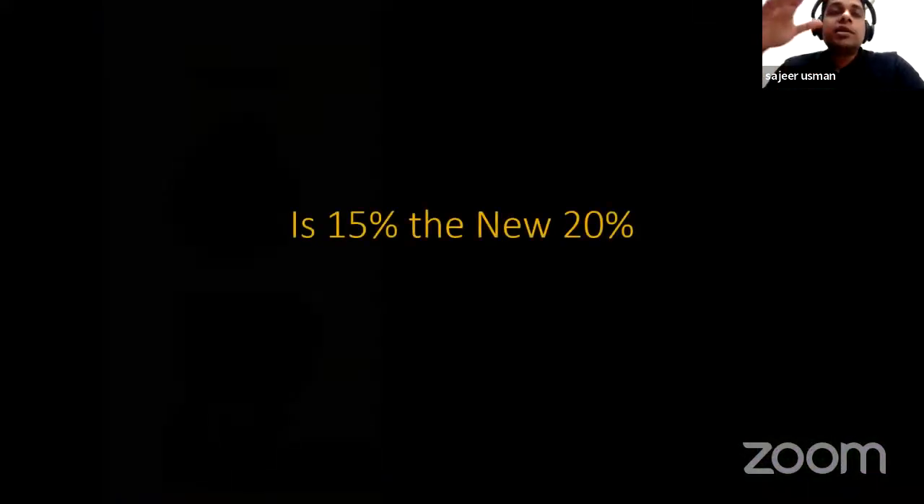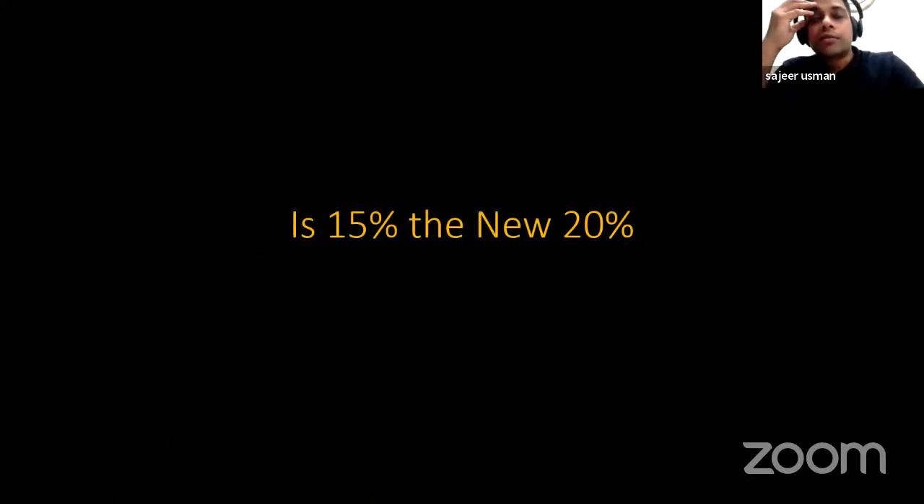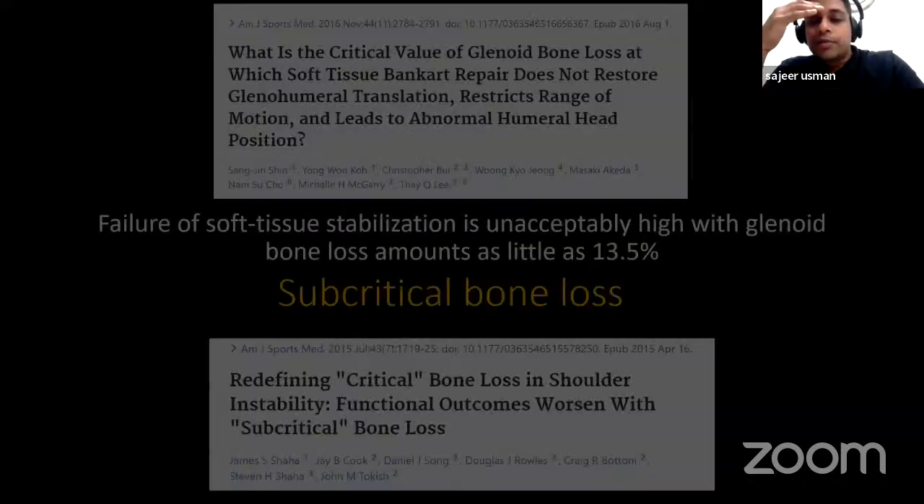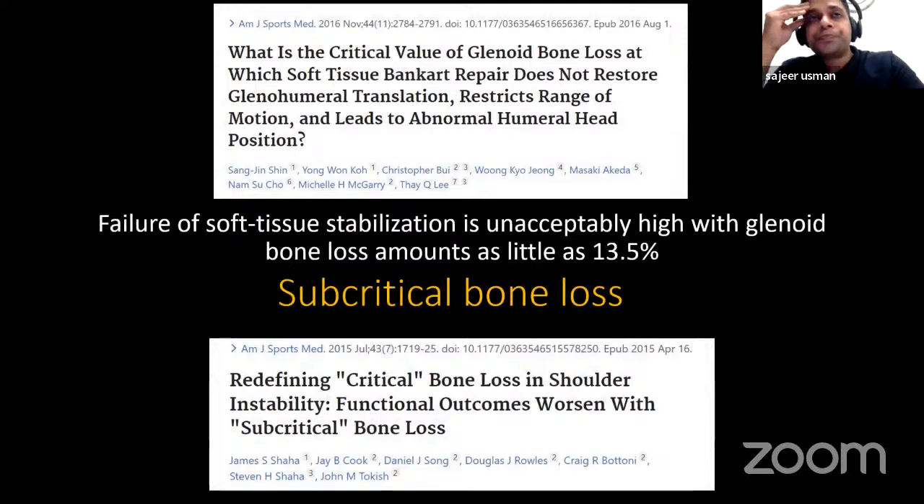But the literature keeps evolving and they keep finding new reasons. Even these percentages keep changing from country to country. Some of the European nations believe that Latarjet is the only procedure that should be applied for recurrent shoulder dislocation, and there is no role for soft tissue procedures. But is 15% the new 20%? is a new article which has come up.